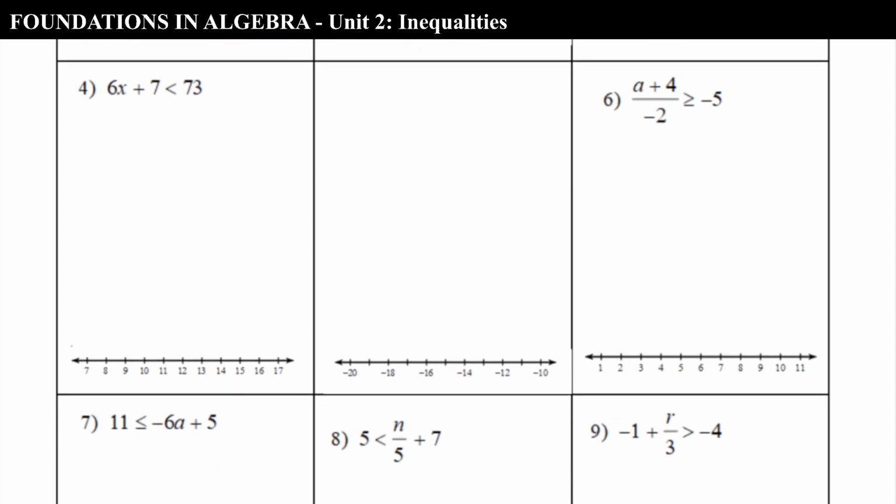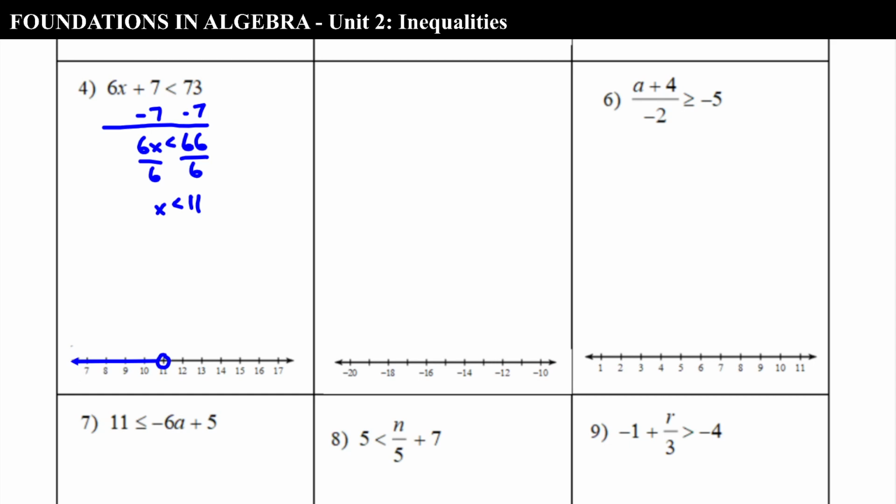For example 4, we're going to subtract 7 from each side. That's going to give us 6x is less than 66. And we divide each side by 6, and we get x is less than 11. So 11 has an open dot, and we're going to the left because we're less than.